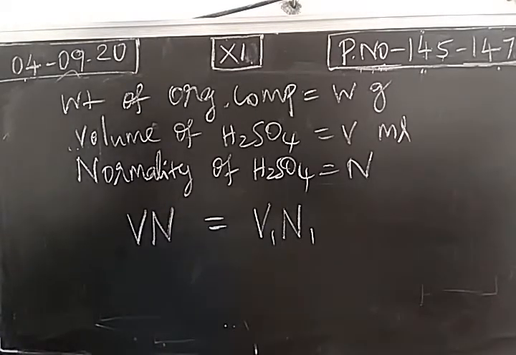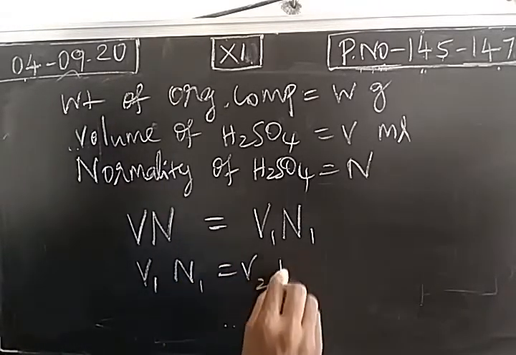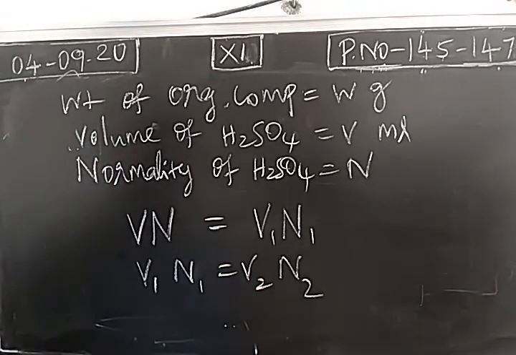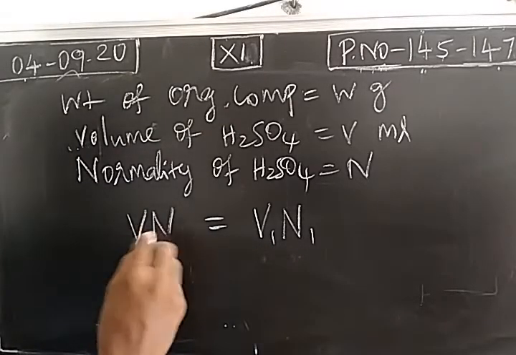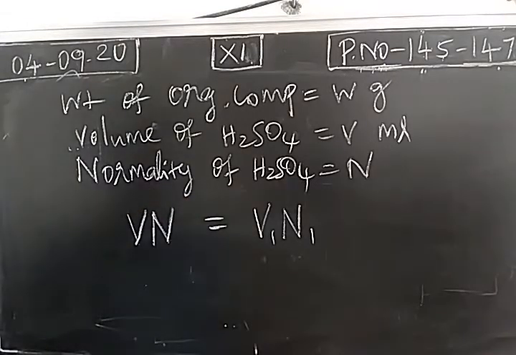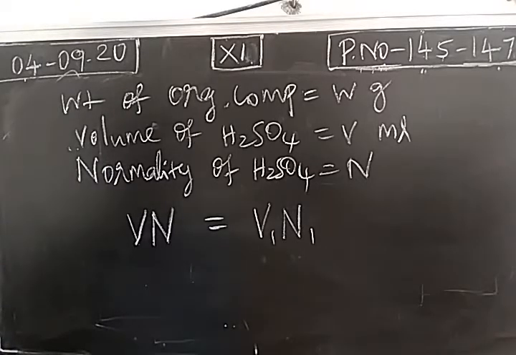Okay. So when we react two solutions, the process is called titration. When two solutions are joining or reacting, this will be the formula. VN is equal to V1 N1, or you may write it as V1 N1 is equal to V2 N2. So this is the volumetric analysis formula. Volume and normality of sulfuric acid is equal to the volume and normality of ammonia.